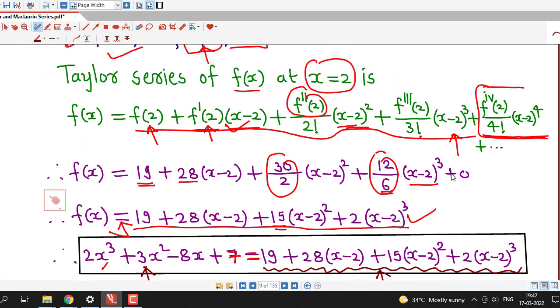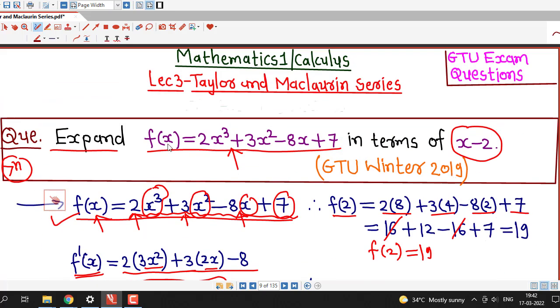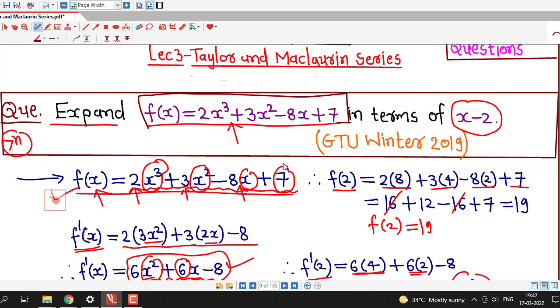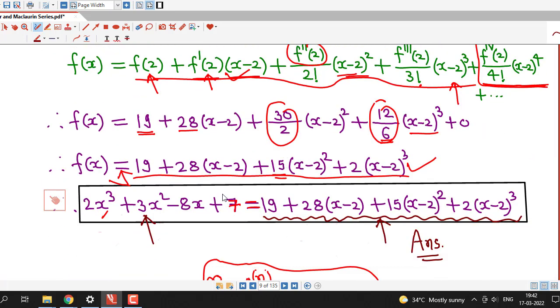From this problem we make a remark that whenever we have a polynomial function, its Taylor series is finite, or we will have a finite number of non-zero terms in the Taylor series of a polynomial function, and we will always write equality here.